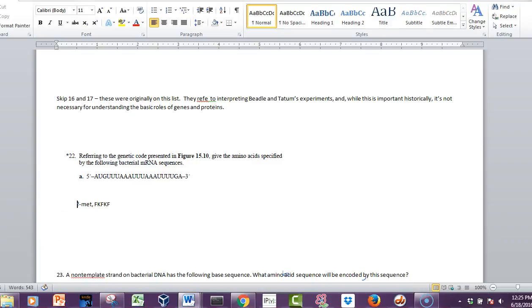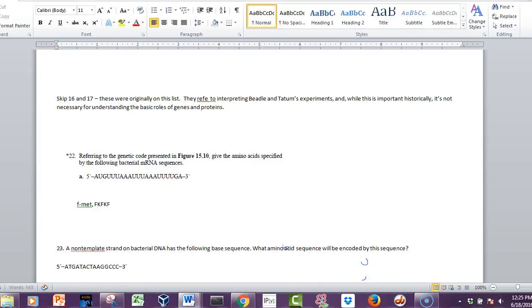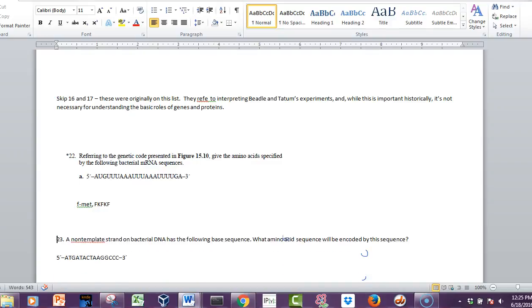Now I like to use the single letter code usually if I can, but always put in the M at the beginning. A lot of students will put just the word start, but there's no proteins that have the word start at the beginning. They have a methionine at the beginning. And then don't put in any stop codon. It just ends with the last amino acid. I mean, the stop codon's there, but don't add the word stop or anything at the end of the protein.